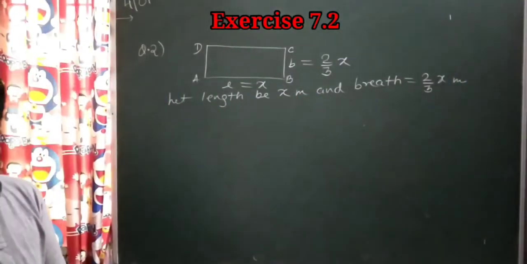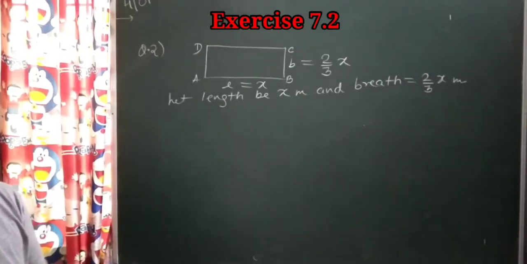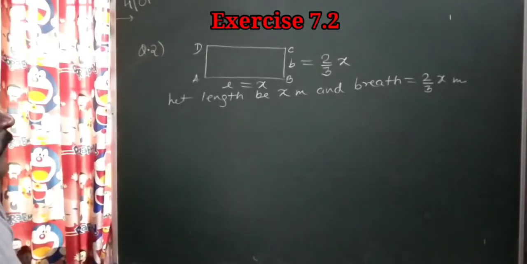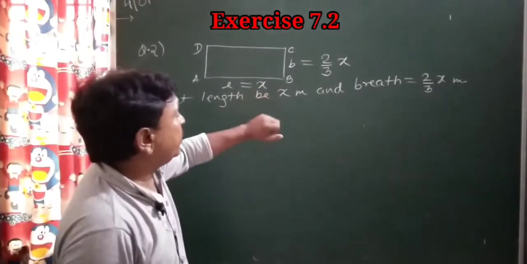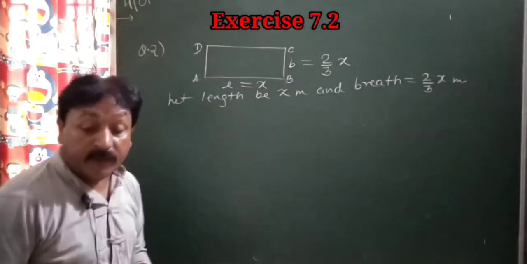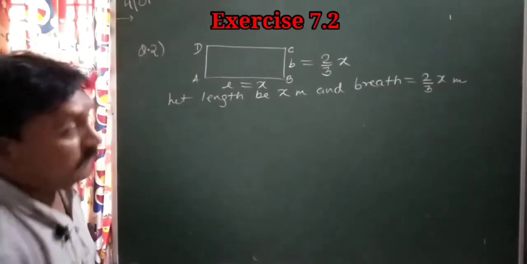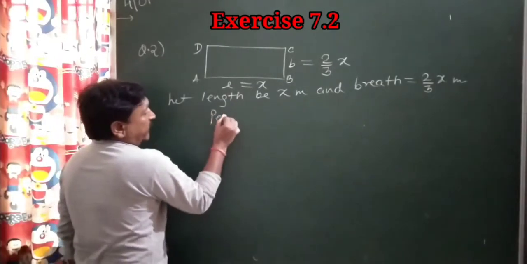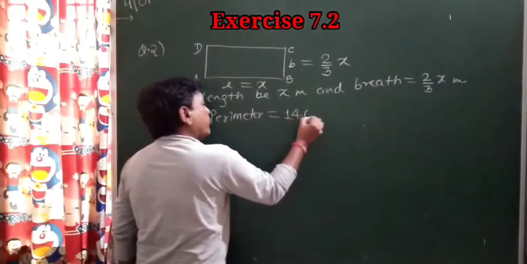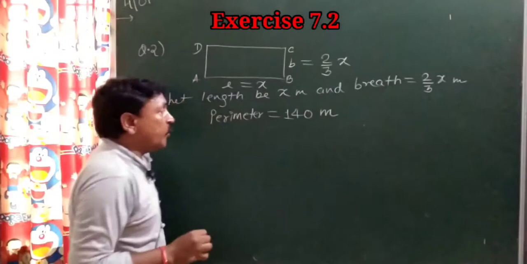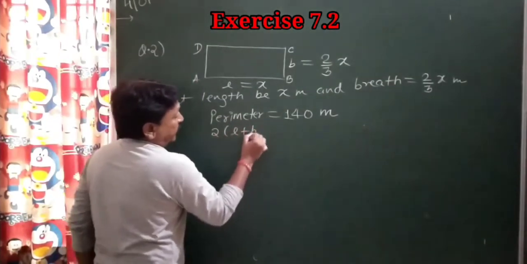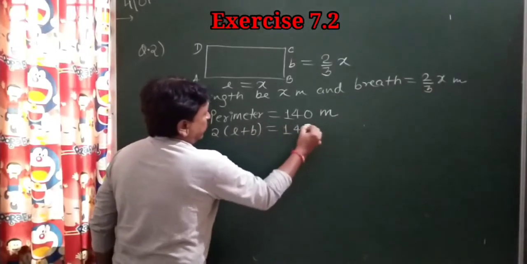Okay. Now read the question. If the perimeter is 140 meters, find the dimensions of the rectangle. It means we have to solve this problem and find out the value of x, because dimensions means length and breadth. This we have to find out, but with the help of the given thing, and the given thing is perimeter. So perimeter is how much? Perimeter is 140 meters, and we know the formula of the perimeter of a rectangle, 2 times L plus B is equal to 140.